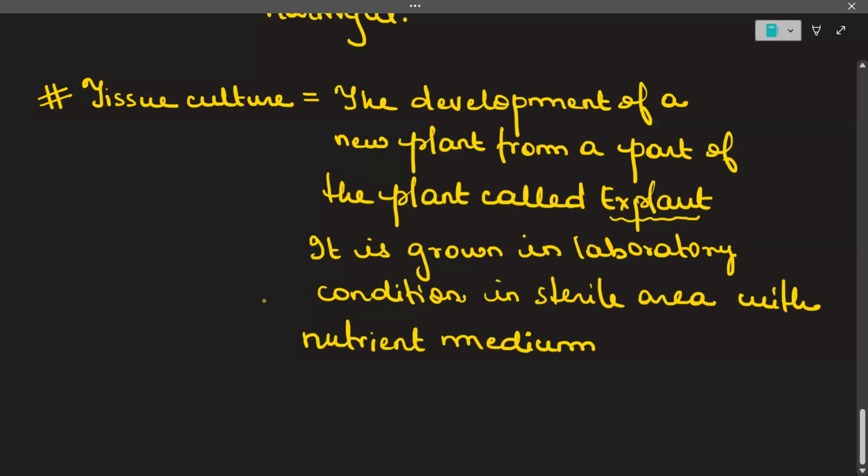Like normally, if you talk about the growth of the plant, then what all things will it require? It will require the plant hormone, isn't it? Then it will require sucrose, like the carbon source. It will require vitamins, amino acids. So the nutrient medium contains vitamins. Then it contains amino acids. Apart from that, it contains phytohormones. Phytohormones means plant hormones. Are you people able to listen to me?